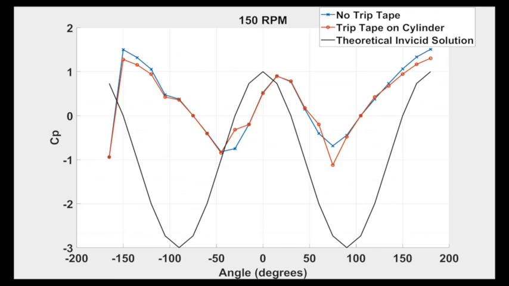This plot shows the difference in coefficient of pressure around the cylinder. The black line is a theoretical solution for inviscid and incompressible flow. This solution differs from the real flow because it states that the cylinder experiences zero drag force.